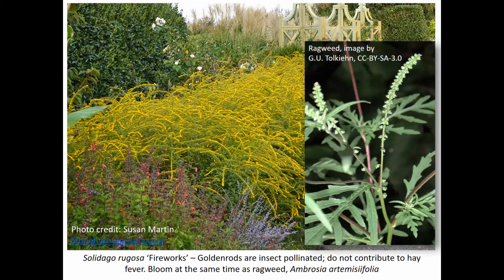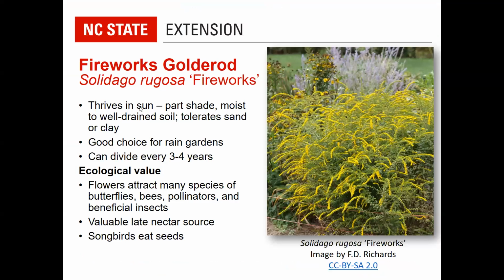And just a few more tips for growing goldenrod. It will thrive in sun. It'll grow in part shade. I'd favor more sun over more shade for sure. And it'll tolerate moist to well-drained soils and sand or clay. So it's pretty adaptable. And it is a good choice for rain gardens. It can tolerate some brief flooding. So it does well in those kind of sites. And as we talked about, because it has that spreading mat type of habit, you can divide it every 3 or 4 years.